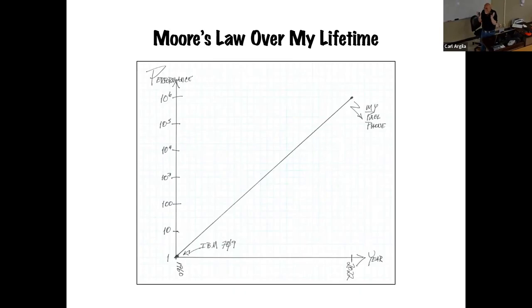Performance is 1,000,000 times greater. There's another way of phrasing that I prefer, and that is, I am now holding in the palm of my hand a computer that's not merely 1,000,000 times faster than the IBM 709. It's equivalent to holding 1,000,000 of those computers in the palm of my hand.